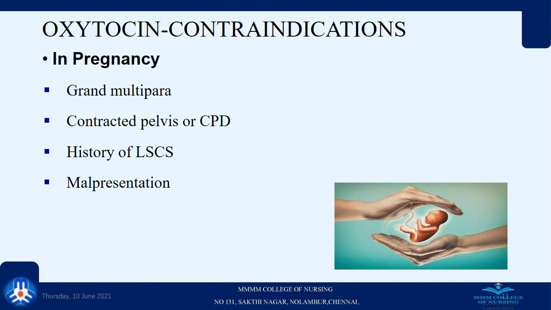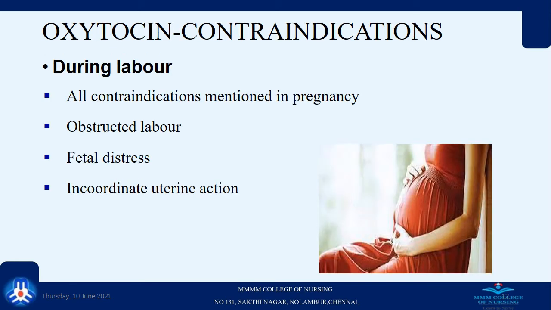Next is malpresentation. Malpresentation is the abnormal positioning of the fetus at the time of delivery. When the baby is in abnormal position, we cannot expect normal delivery. Even if we administer oxytocin, it cannot help to deliver the baby because the baby is not in the normal position. So these are some of the contraindications in pregnancy.